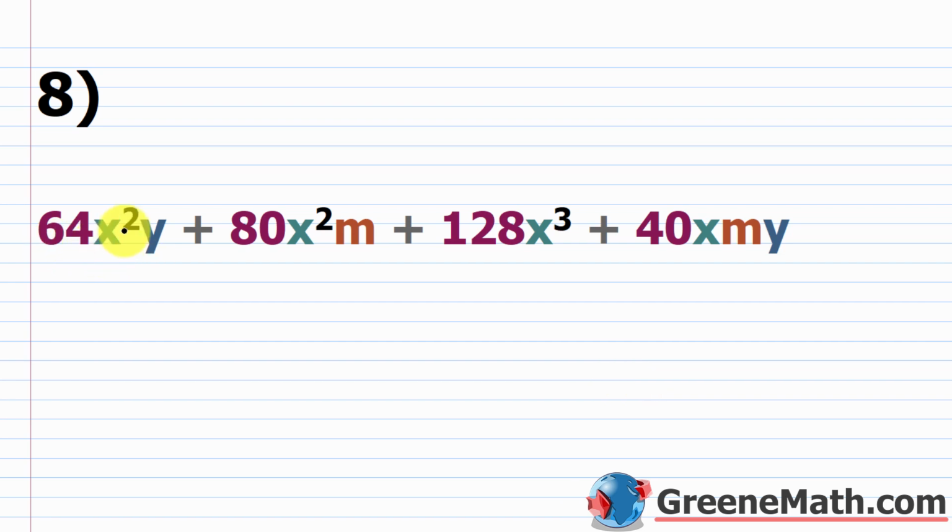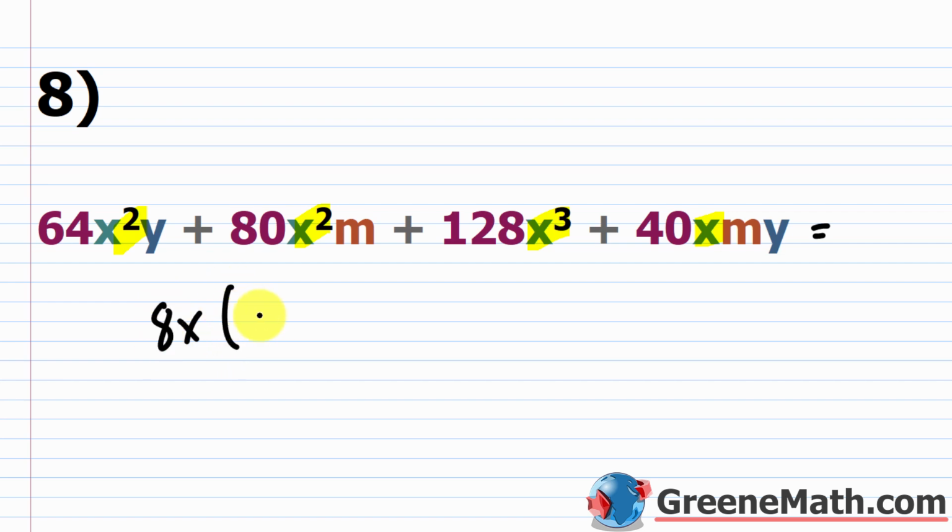So we have 64x squared y plus 80x squared m plus 128x cubed plus 40xmy. So what is the GCF? Well, notice that everything has an x here, so you can pull out one of those. I'm going to put that out in front. And then 64, 80, 128, 40, everything's divisible by 8. So let me pull that out as well.